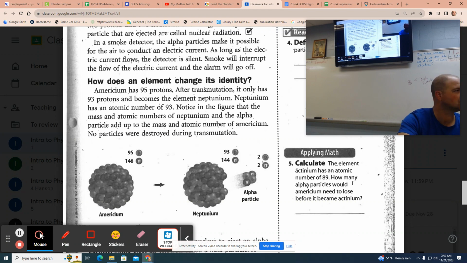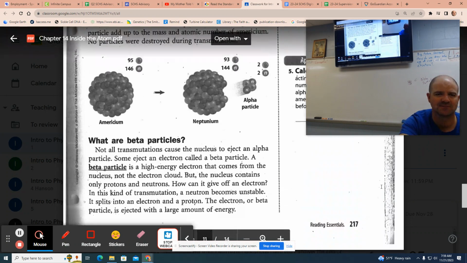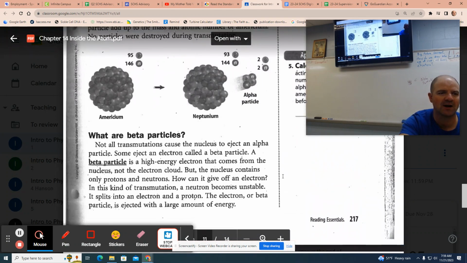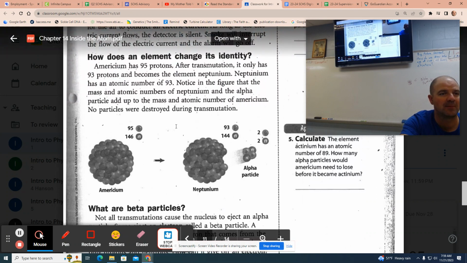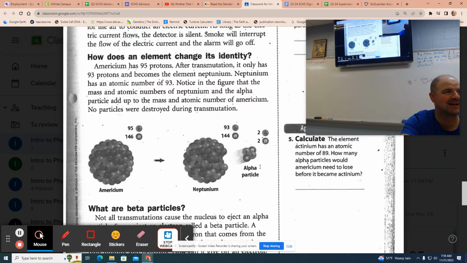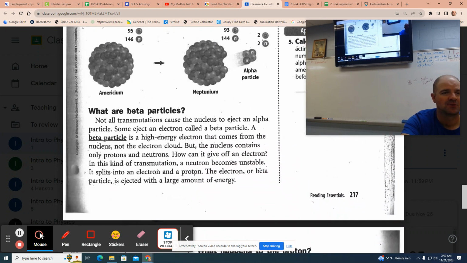Everybody understand how we got there? Yeah. How we did that? Fantastic. All right. What are beta particles? Yes. Oh, okay. So an alpha particle is a decay product that has 2 protons and 2 neutrons. Awesome, no problem. So what are beta particles?